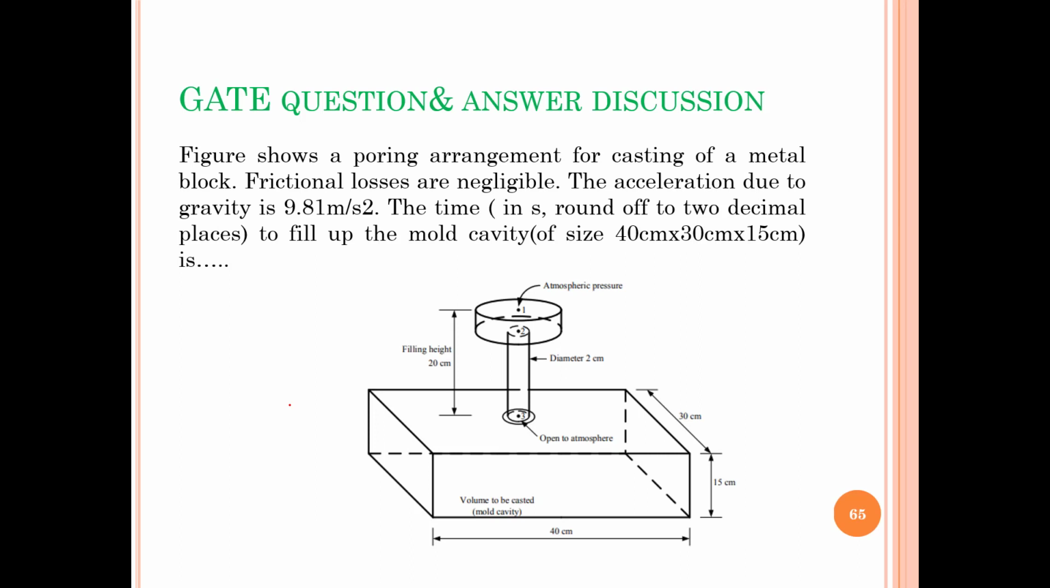Next, we have another problem. The figure shows the pouring arrangement for casting of a metal block. Frictional losses are negligible. The acceleration due to gravity is 9.81 meter per second square. The time to fill up the mold cavity is? Here they gave the volume of the casting. This is the atmospheric pressure, the diameter of the sprue, open to atmosphere. This is the rectangular mold. The total height they gave is 20 centimeter, including the pouring basin. From that we have to find the time to fill up the mold cavity.